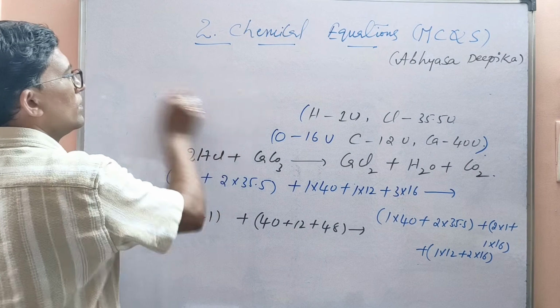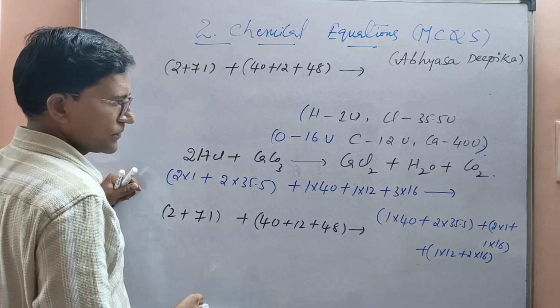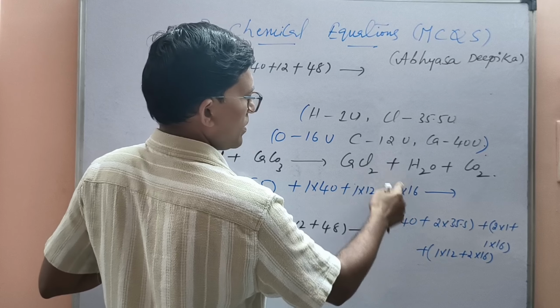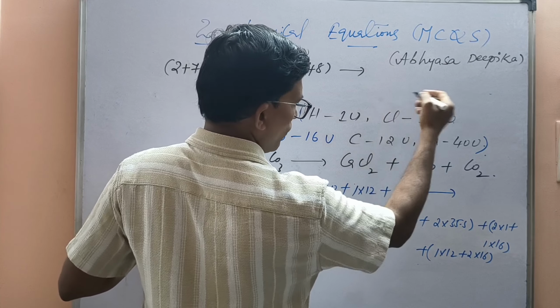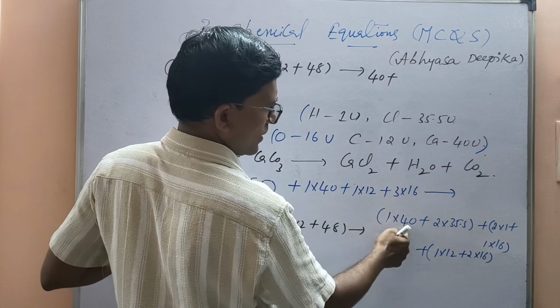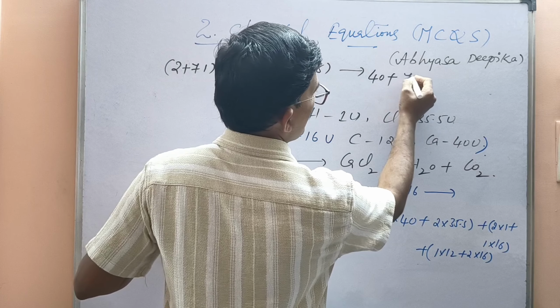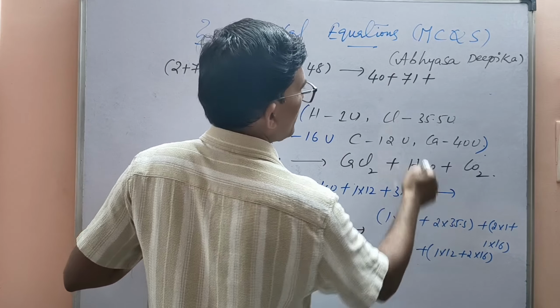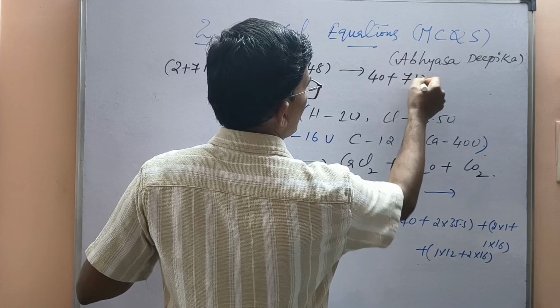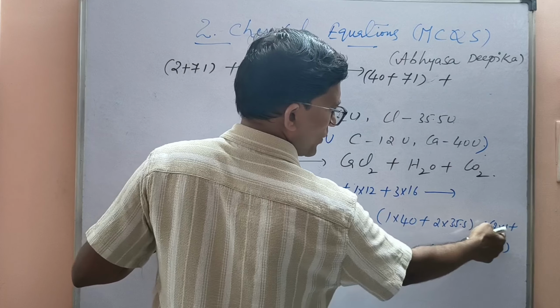I will write this at the top. That is 2 into 71, sorry, 2 plus 71 plus 40 plus 12 plus 48 gives rise to, here how much? Products: 1 into 40 plus 2 into 35.5, again it is 71 plus 71. Close the bracket. Plus 2 into 1.